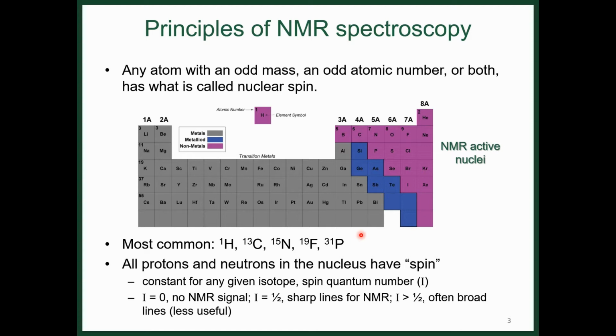There are some elements that don't have any NMR signal. We'll talk a little bit about that later on. But in general, the ideal situation is a spin 1/2 nucleus. These nuclei are all spin 1/2, which gives the ideal behavior in NMR spectroscopy.